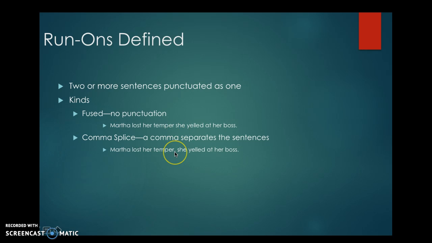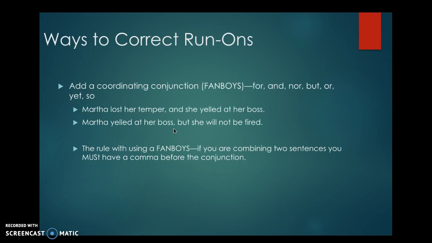The second is a comma splice. We have the same two sentences, but instead of no punctuation, there's a comma here. And what that signals is a comma splice. You can fix these in a lot of different ways, and we'll get into that in the next slide. So first of all, I can add a coordinating conjunction. Now an easy way to remember the coordinating conjunctions is to list those as fanboys. So the coordinating conjunctions are words like for, and, nor, but, or, yet, and so. Again, really commonly used words.